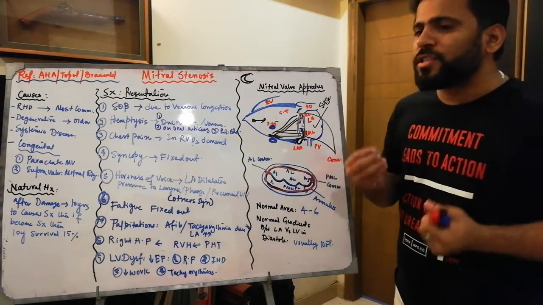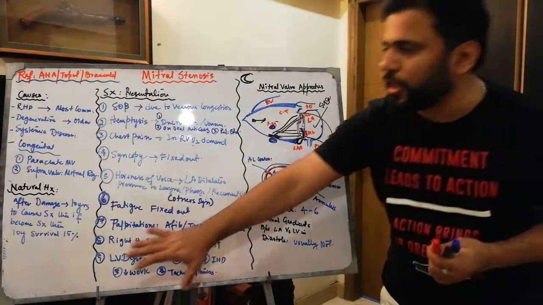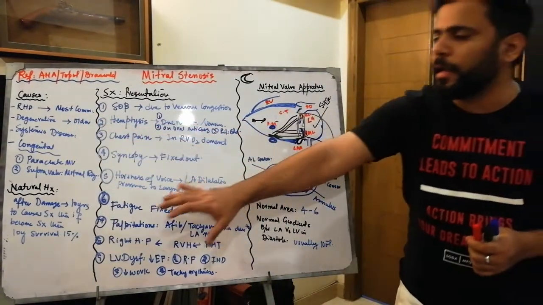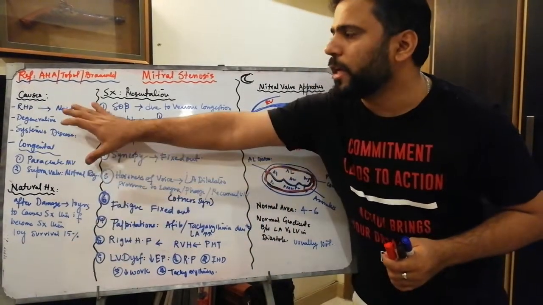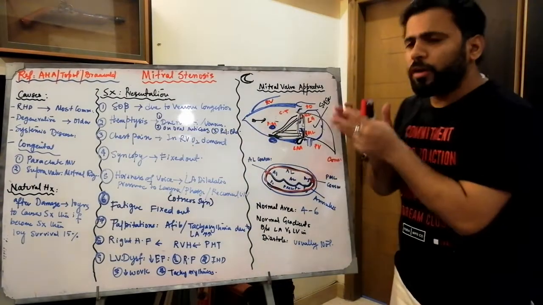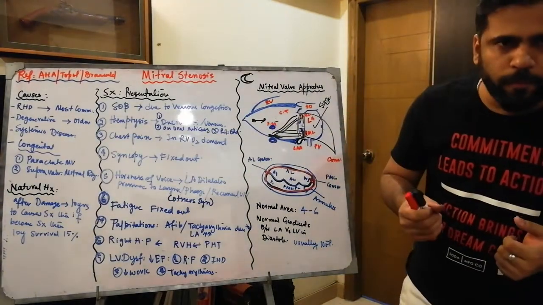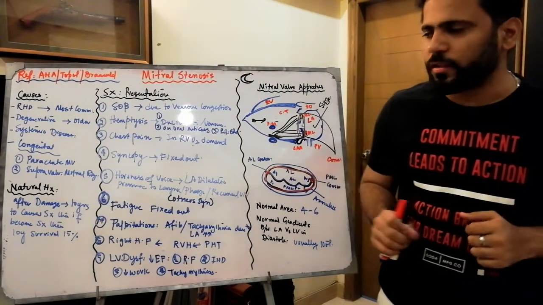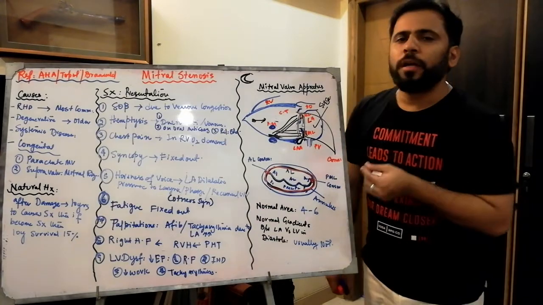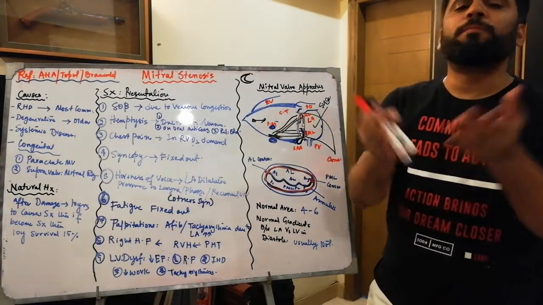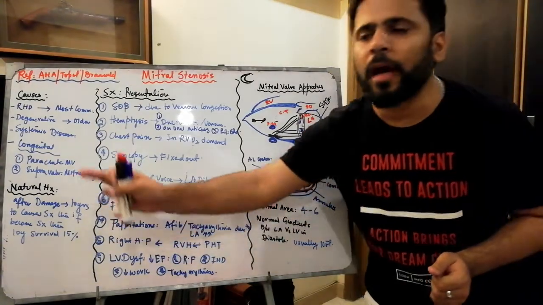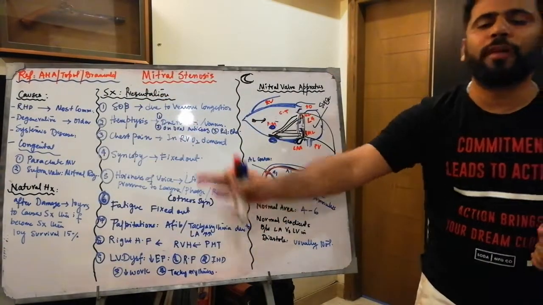Now, what is the natural history? If my patient has rheumatic heart disease, how much time would the mitral leaflet take to develop the symptoms or to develop the stenosis? It's 10 years. The mitral leaflet needs 10 years to develop moderate to severe mitral stenosis once it has encountered rheumatic heart disease or valvulitis.